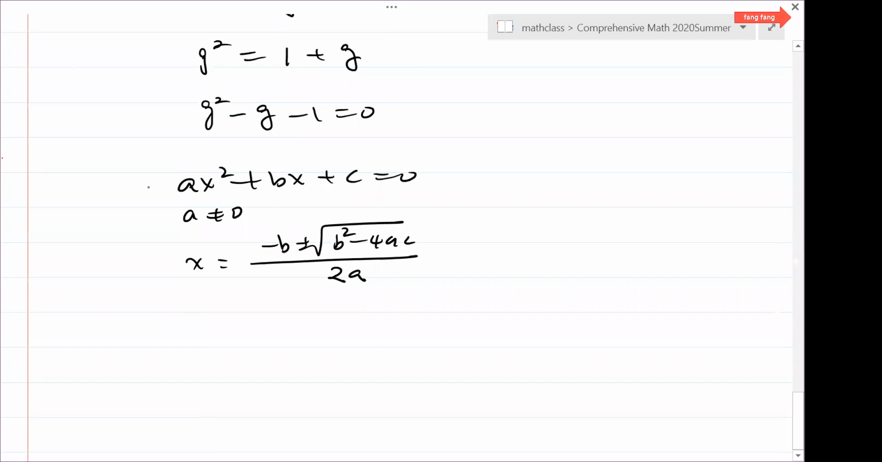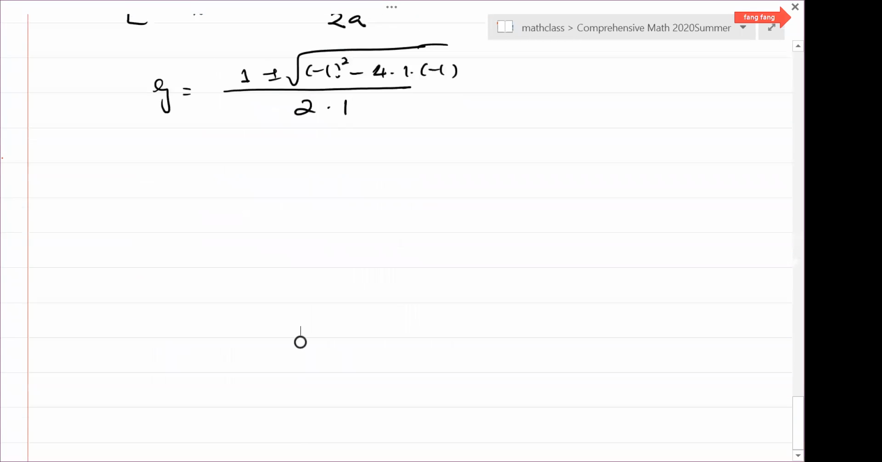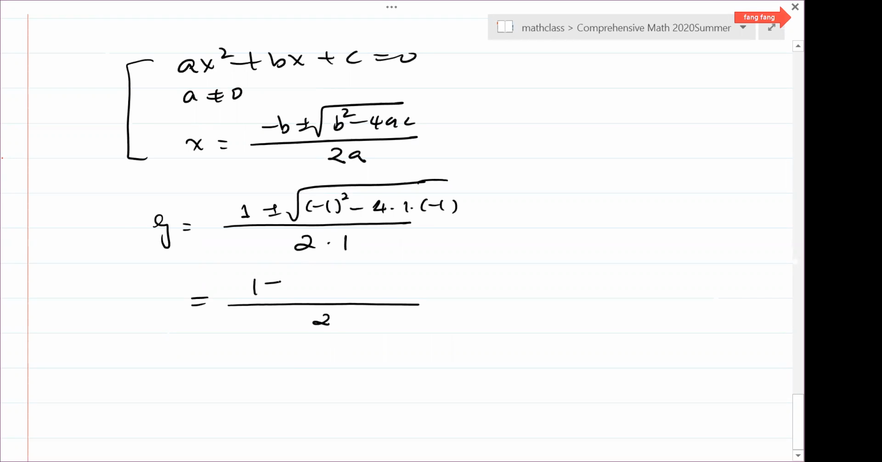So this is a formula we should know. Now let's go back to the equation. A is 1, B is negative 1, C is negative 1. So G should be equal to negative B, which is positive 1, plus minus the square root of B squared, that's negative 1 squared, minus 4AC, all over 2 times 1. Any questions? Simplifying this, you will get 1 plus minus square root of 1 plus 4, which is 5.